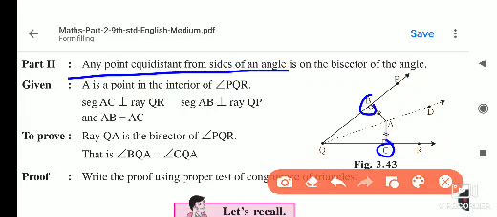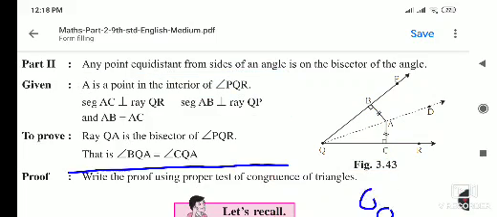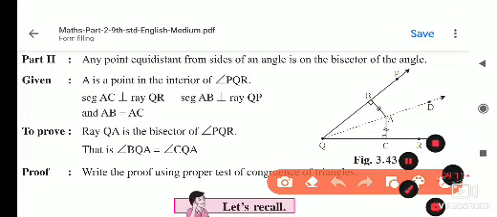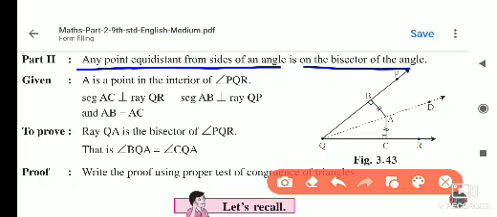These two points are equidistant from point A. A is on the bisector of an angle. Then from B and C, A is at equidistance and it is on the angle bisector. So it lies on the angle bisector, that we have to prove. So first of all, as per the statement, we have to write what's given: any point equidistant from the sides of an angle is on the bisector of the angle.